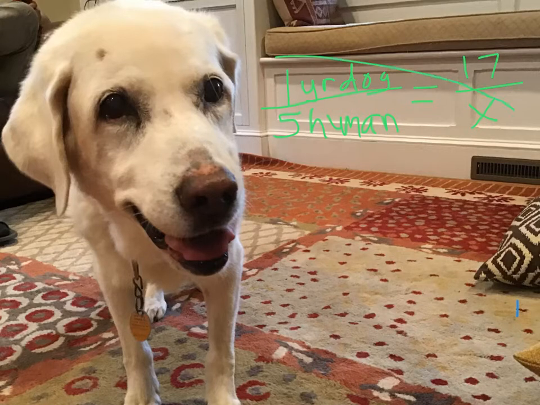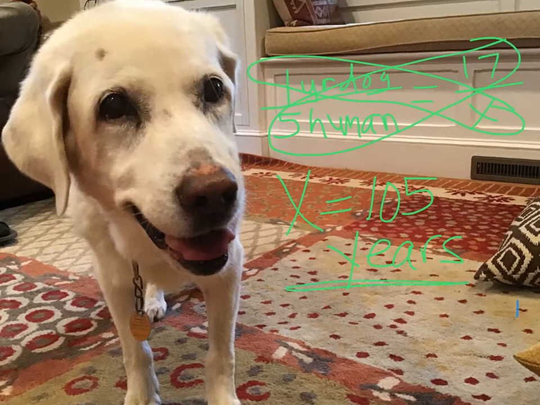Now look at this. We're going to cross multiply. 1 times x is x. And then over here we have 17 times 5. 17 times 5 is 85 years. So Miss Sweet Hoover is approximately 85 years old in human years.